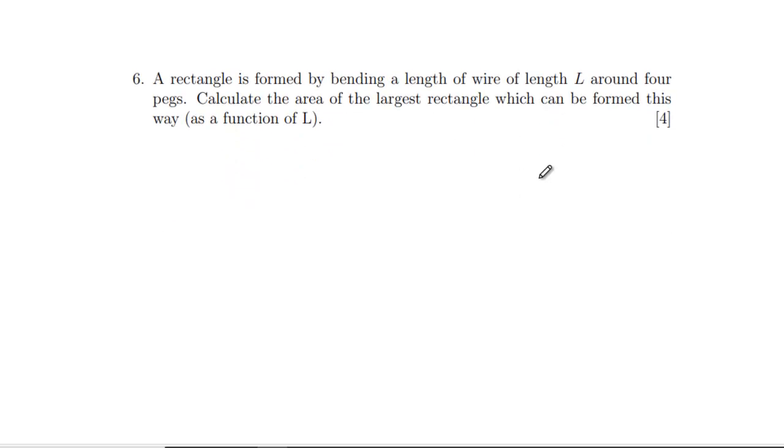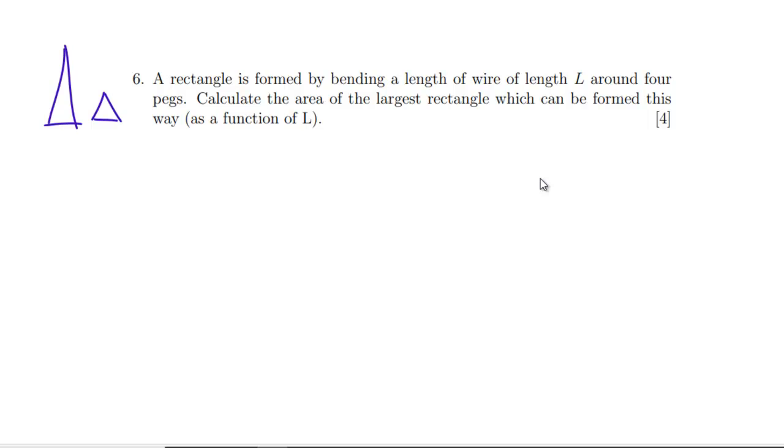A rectangle is formed by bending a length of wire of length L around 4 pegs. Calculate the area of the largest rectangle which can be formed this way as a function of L. This is very similar to a question that came up in a previous PAT, but they did it with a, oh yeah, it was an isosceles triangle of fixed perimeter. And it then came out as being an equilateral triangle.